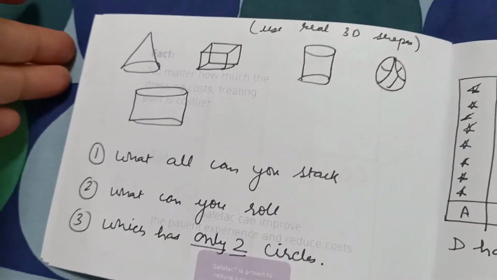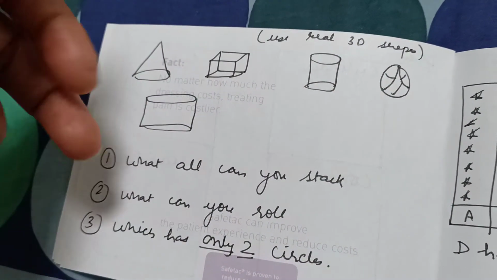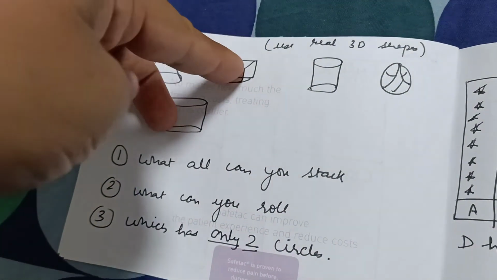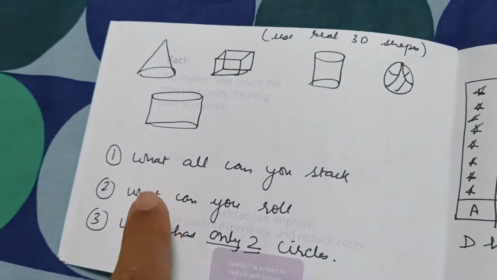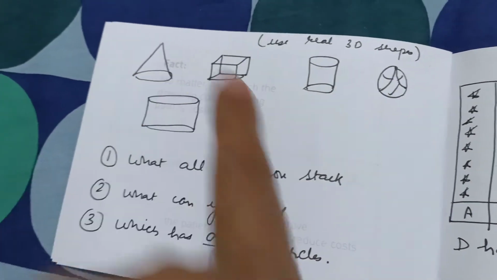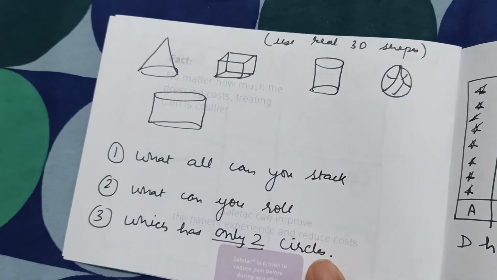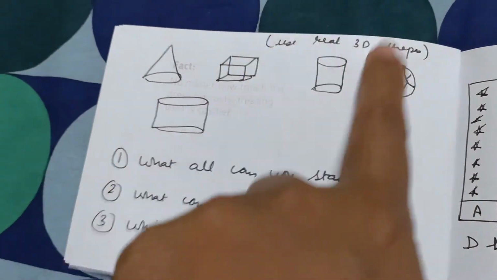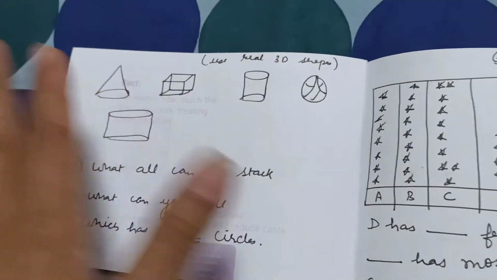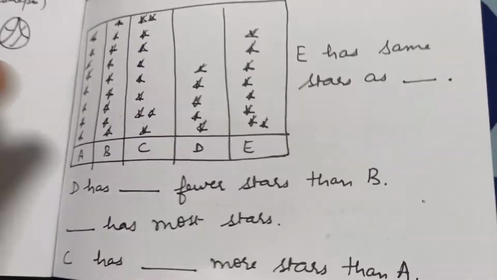Again, because I have taught her the shapes earlier, now I'm going to use those shapes again. What all can you stack? So basically this can be stacked, this can be stacked, this can be stacked. What all can you roll? So these 2, 3 can be rolled. I think this also can be rolled. Which has only 2 circles? So only these, these 2 have only 2 circles. Cone has only 1 circle. So basically I'm introducing different concepts of 3D shapes to her.